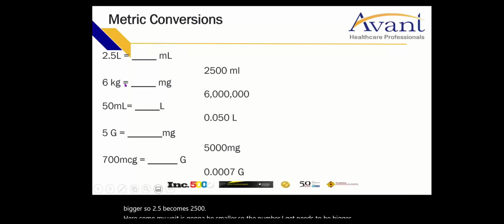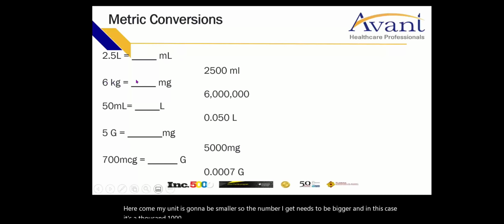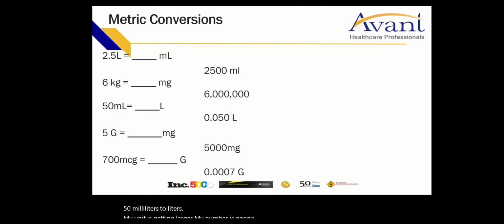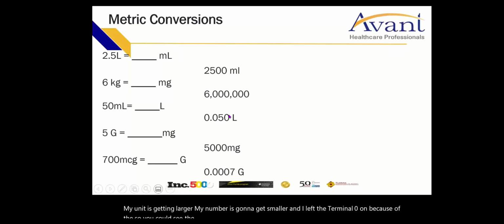And in this case, it's 1,000, right? Kilograms down to grams, and then grams down to milligrams. So that's how I get 6 million milligrams. 50 milliliters to liters. My unit is getting larger, my number is going to get smaller. And I left the terminal 0 on so you could see the decimal place movement, but normally when you write these, you don't use the trailing zeros on the right-hand side of the decimal place. So you would actually write this as 0.05, and that would be your answer, right?